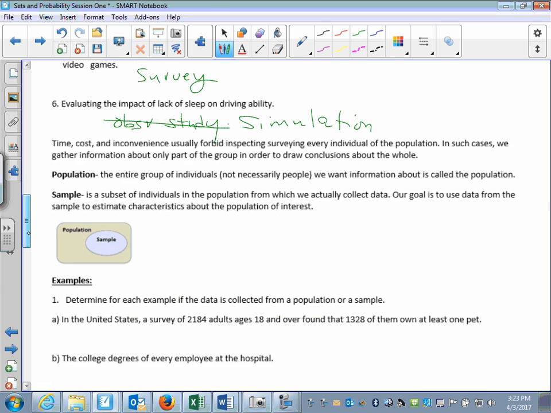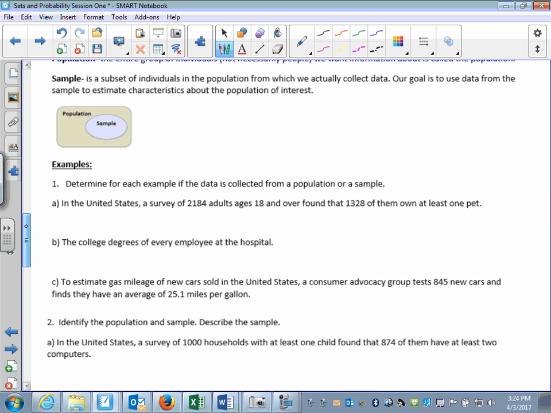Now, it turns out that we want to know these things about the population, but it's many times prohibitive or inconvenient to survey the entire population, so we ordinarily take a sample. Okay, now examples. Determine for each sample if the data is collected from a population or a sample.